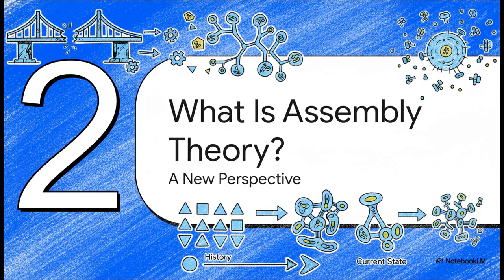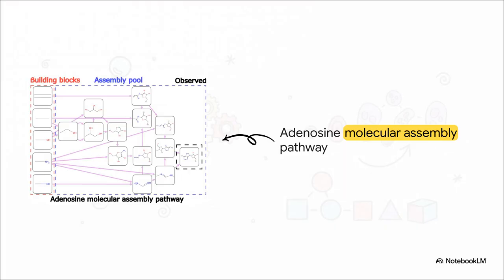Section 2. What is assembly theory? A brand new perspective. Assembly theory was developed through a really close collaboration between chemist Lee Cronin and theoretical physicist and astrobiologist Sara Imari Walker. Their main idea is just fascinating. Life is the only mechanism the universe has to generate complex objects in high abundance. And this brilliantly illustrates what they mean.